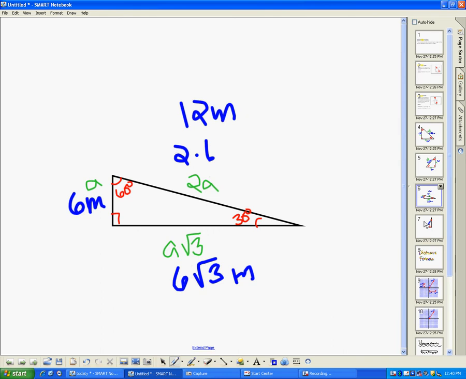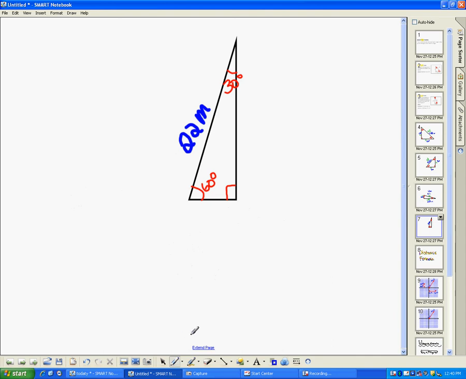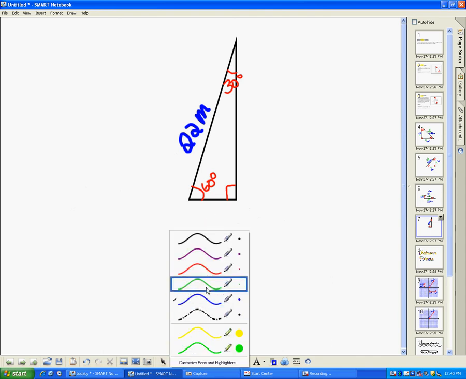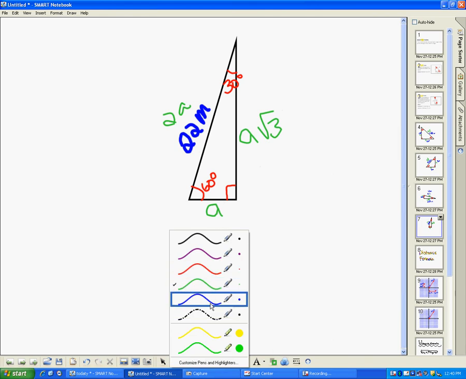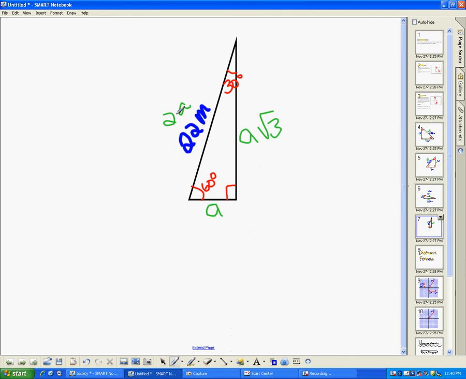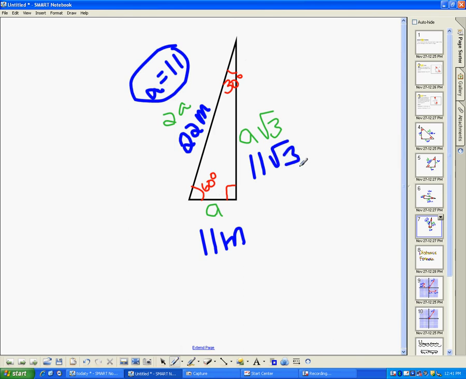And then the last example, this is another 30, 60, 90 degree triangle. Again, we have our right angle, and so that means that this is our shorter leg, and then this is our longer leg, so that's going to be A square root of 3. And then our hypotenuse is equal to 2A. And so if I know that 2 times A equals 22, that means that A must be equal to 11. So I can use that to help me down here. That means A is equal to 11, and we're going to put our meters because we want to label our units. And the length of this longer leg here is 11 square root of 3 meters.